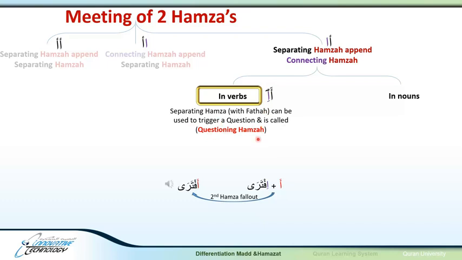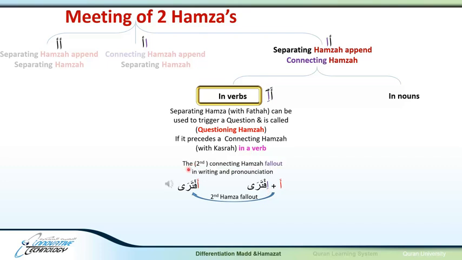So we didn't say a iftara, but we said aftara. And what we did here is that this second hamza has fallen out. So in this situation, the separating hamza used at the beginning can be used to trigger a question. We call that a questioning separating hamza. And if we use this before a verb, and that verb starts with a kasra, iftara, then in this situation, the second connecting hamza falls out in writing and pronunciation. We don't say a'i, iftara, but we say aftara, so it totally falls out.